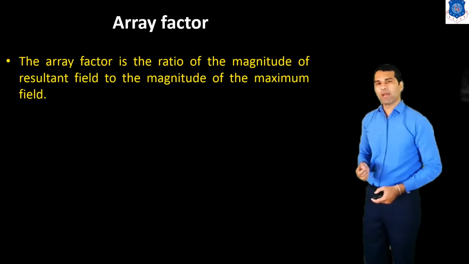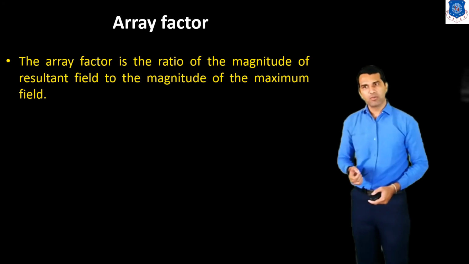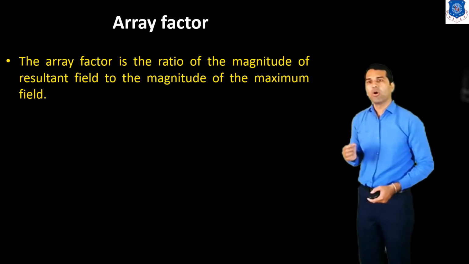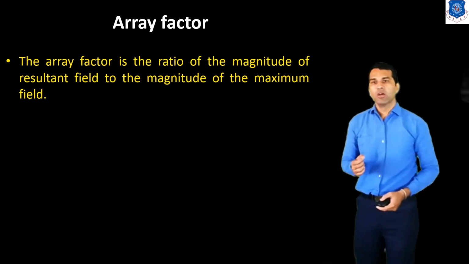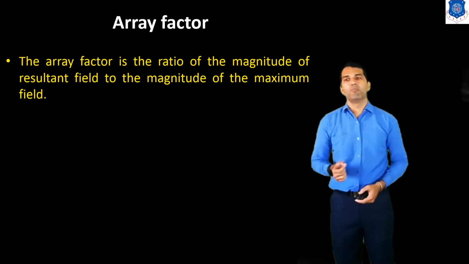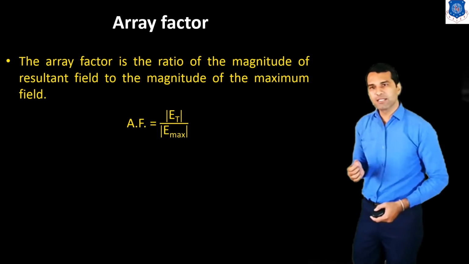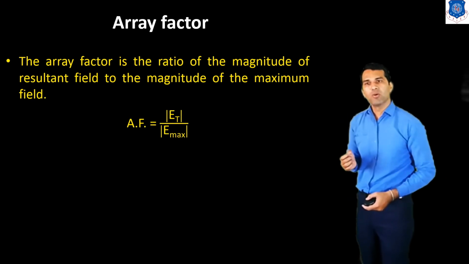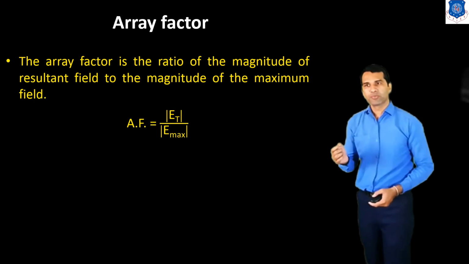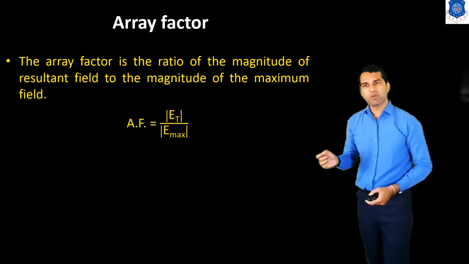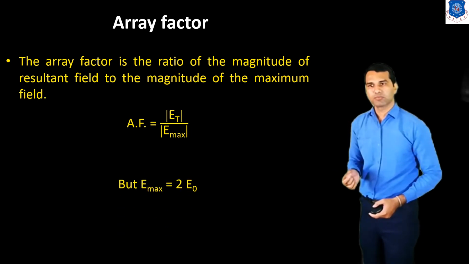Now the array factor. So what is array factor? The array factor is the ratio of the magnitude of the resultant field to the magnitude of the maximum field. So the equation for this array factor is AF equals the magnitude of the resultant field ET over the magnitude of the maximum field. This is the E maximum.